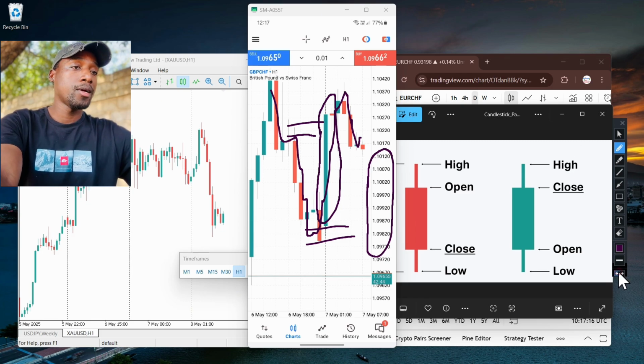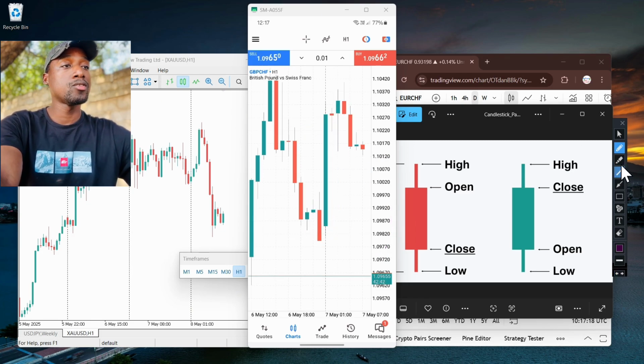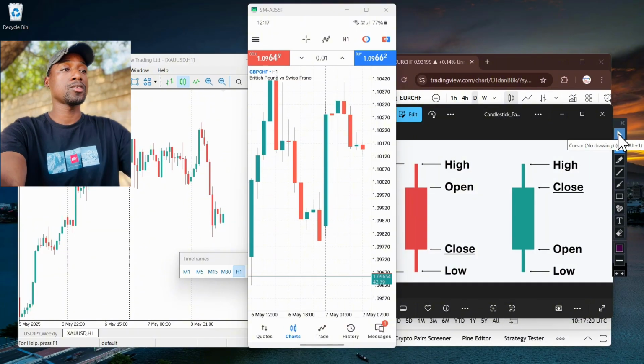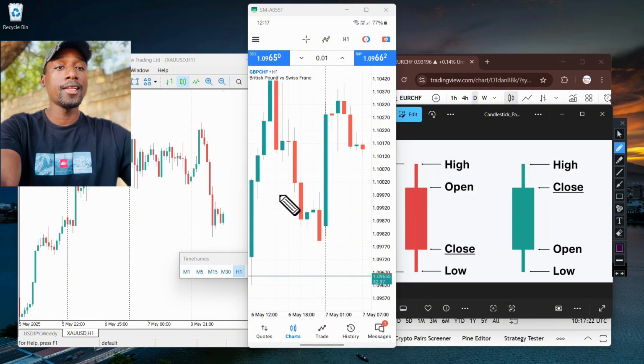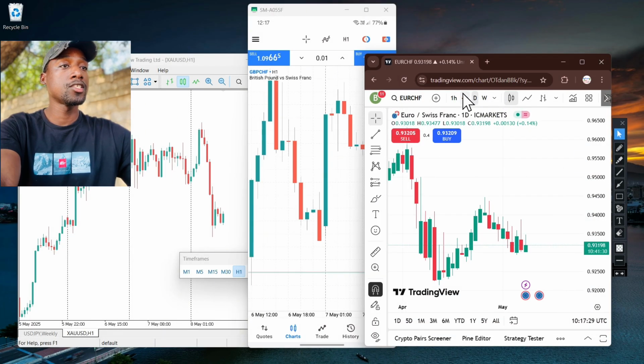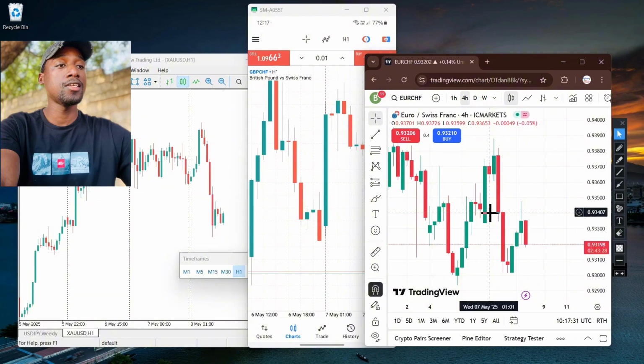Maybe that might be challenging for you to understand. Let's move on to the simplest thing that you should be looking for. That's an M and W. We can use it on our TradingView, and we can just change the time frame to 4 hours. I prefer any time frame.